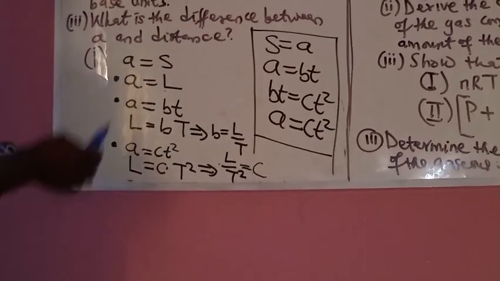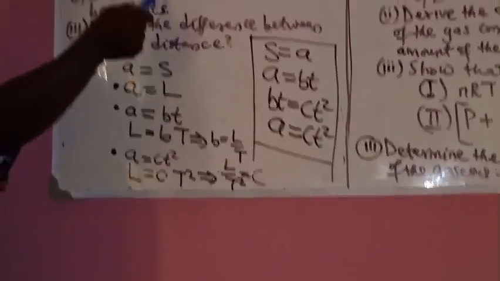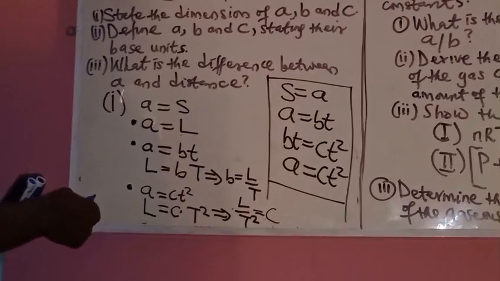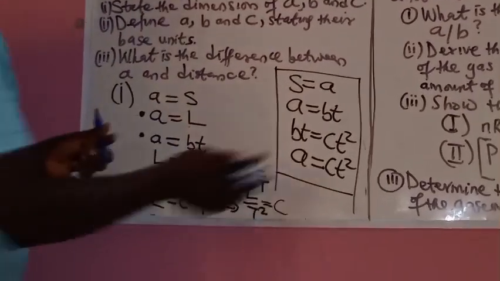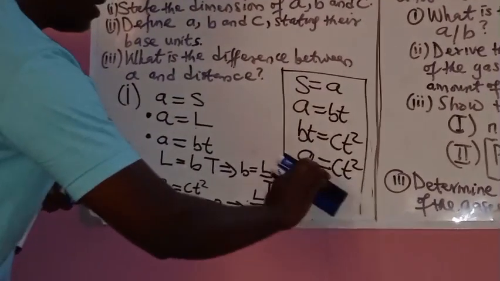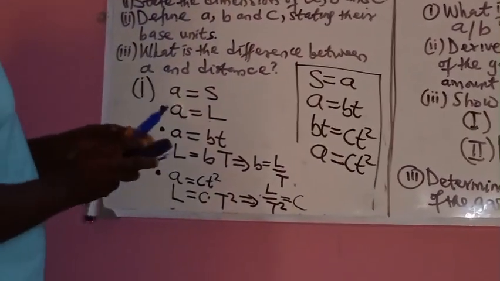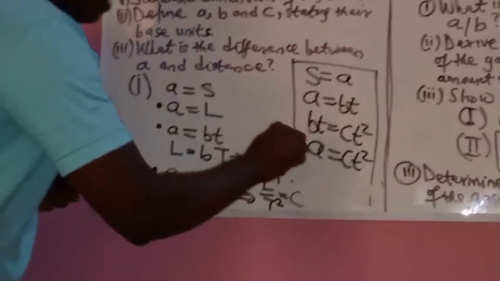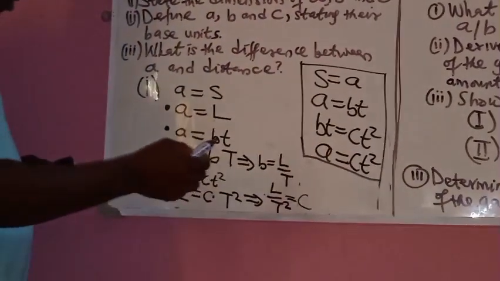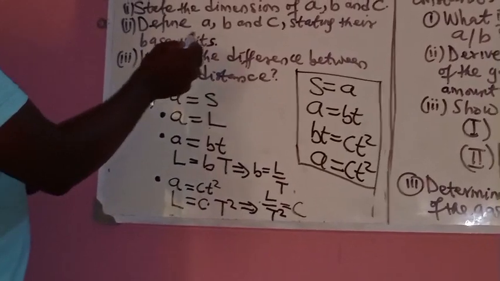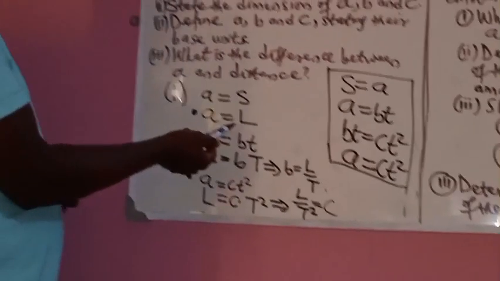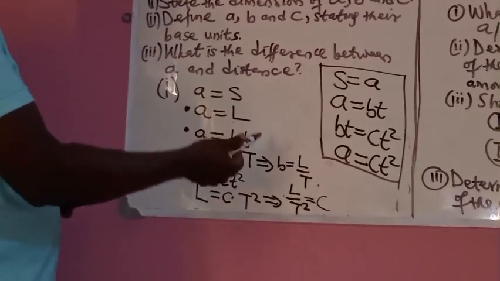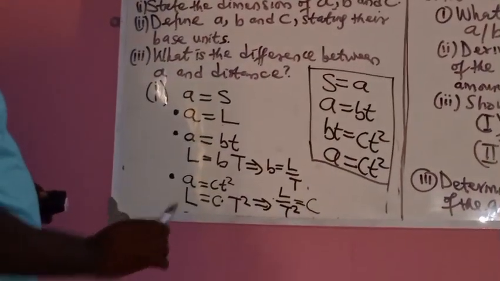That is the answer to number one. Number two, let's define A, B, and C, stating their base units. Do you see that? Okay. Now, let's see what they are expecting us to do there. Okay, let me just clean this and then reduce it. Sorry about that. So, we have this like this. Okay. So, now, define A. We have seen that A is displacement. That is distance in a specified direction. That is the definition.